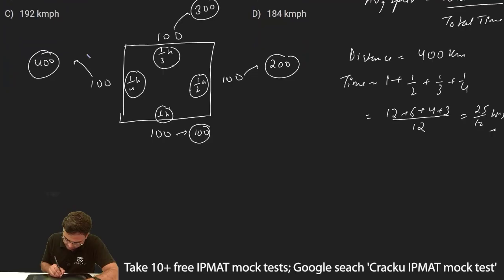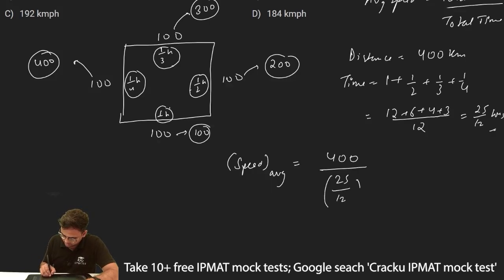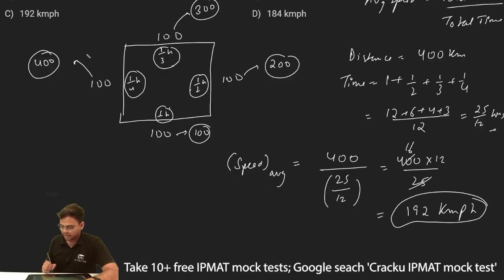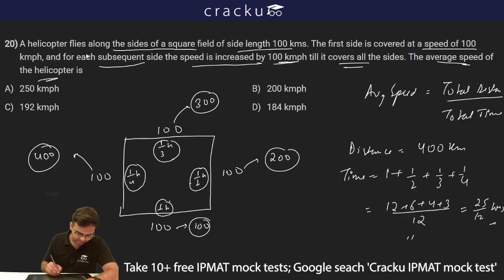Thus, average speed will be, what is the distance? Distance is 400 kilometers. And what is the time? Time is 25 divided by 12. So this will be 400 into 12 divided by 25. This goes 16 times. And thus the average speed comes out to be 192 kilometers per hour, and therefore I can say the correct answer for this question is option C, which is 192 kmph.